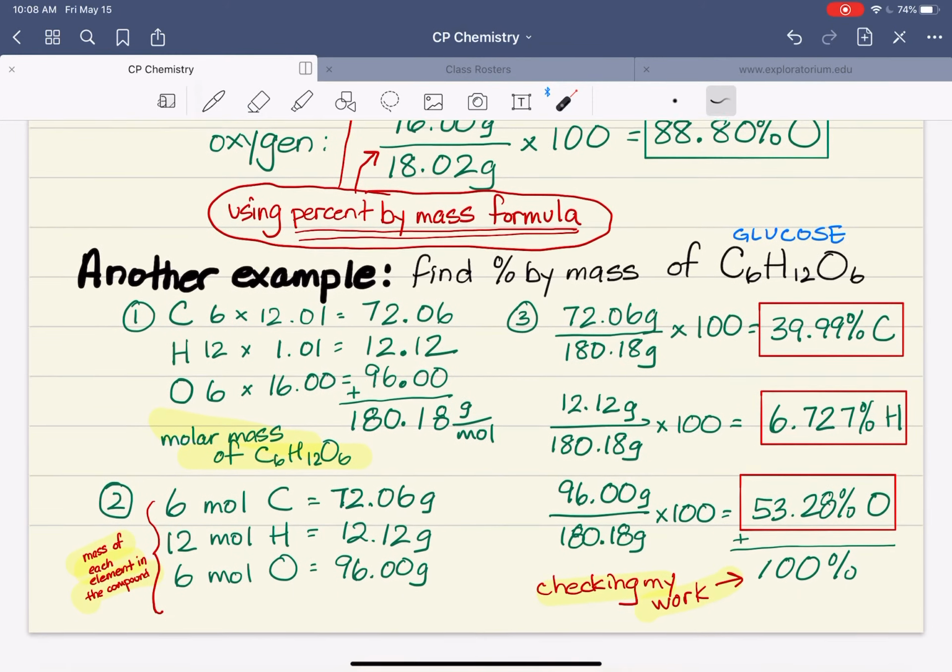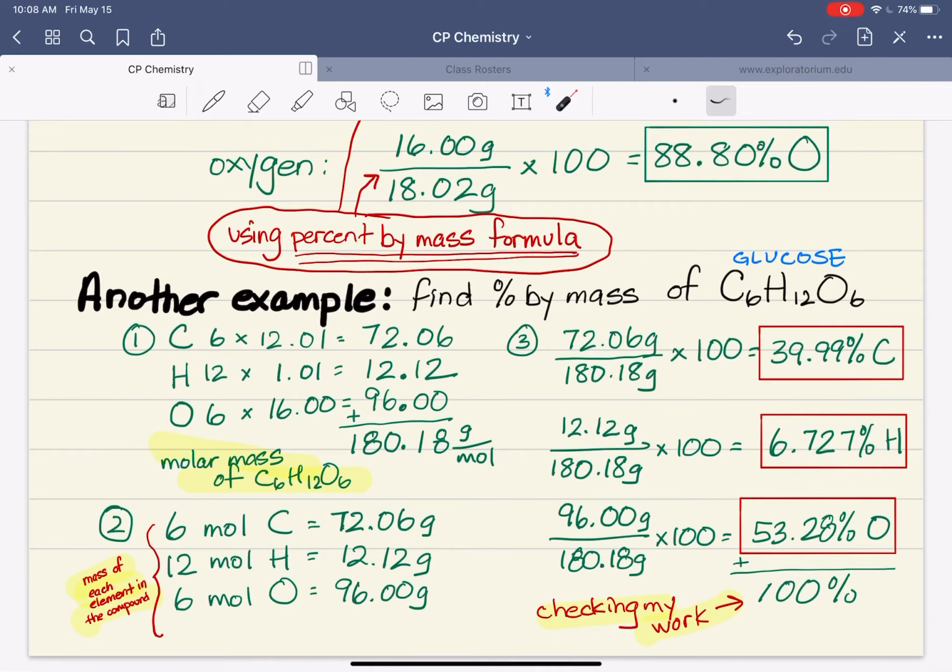Now let's take a look at a little bit more complex molecule, glucose. So glucose has the formula C6H12O6. So for every 1 mole of glucose, I have 6 moles of carbon, 12 moles of hydrogen, and 6 moles of oxygen. Okay, so let's run through this with less annotation this time.